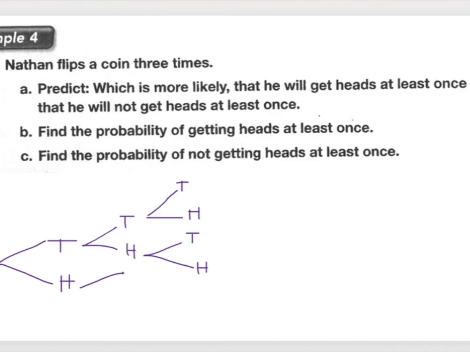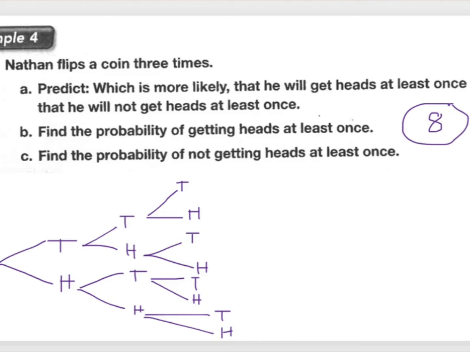All right, so we're going to do the same thing here. We're going to go tails, heads. And then from each one of those, we're going to go tails, heads. Ran out of room here a little bit. And from each one of these, we're going to go tails, heads. Okay, so now we have 1, 2, 3, 4, 5, 6, 7, 8. We have 8 in our sample space.